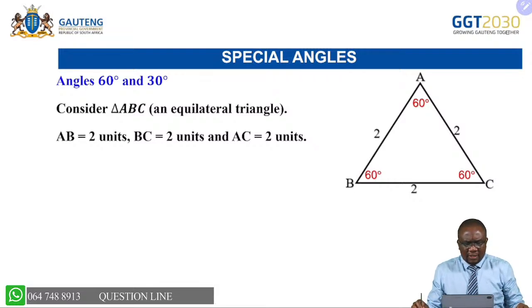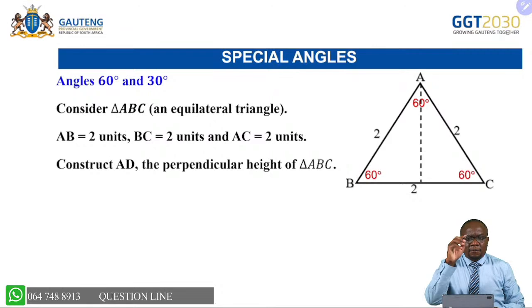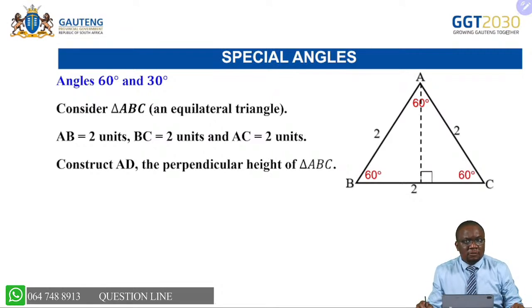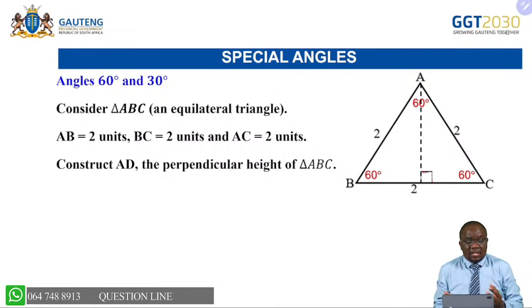Right. Now we're going to do a construction. I want you to construct the height from A, like this. Draw a line from A to the line BC, and it must be perpendicular to BC. Indicate that with this angle here. Let me give you 1 minute so that you can catch up if you've been left behind. Draw the line and then indicate the 90-degree angle there.